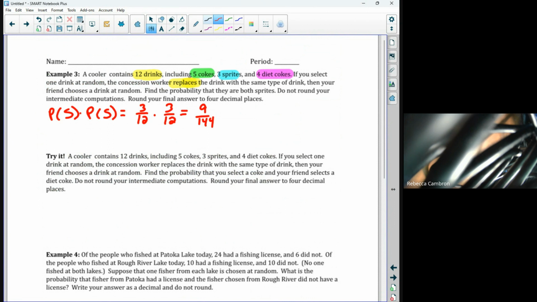Give me just a second to grab my calculator. 9 divided by 144 is 0.0625.